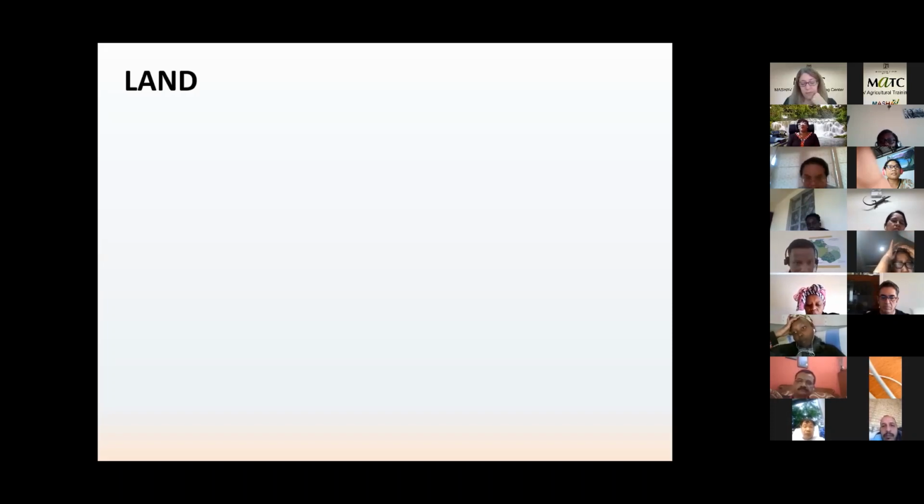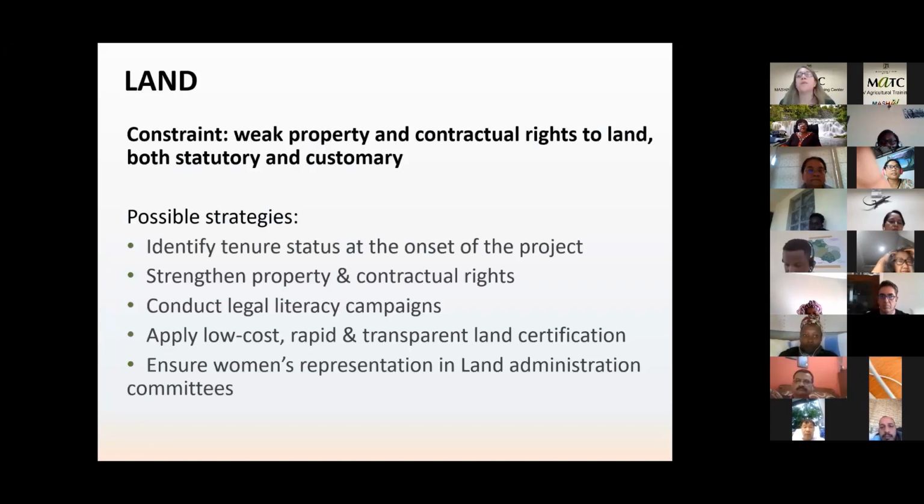success, with 52% of the land lease beneficiaries being women by 2010. And I think that this number has even increased since, but I was not able to find the latest data. Sorry about that. So the constraint really is the weak property and contractual rights to land, both statutory and customary.